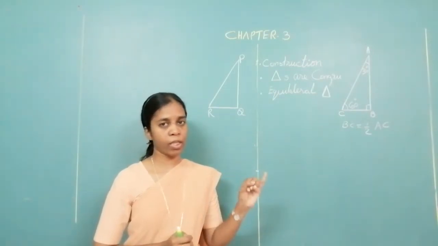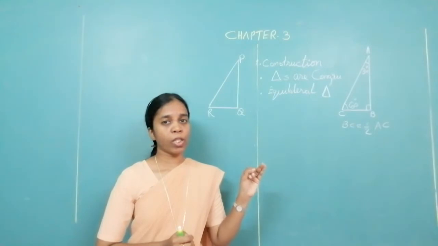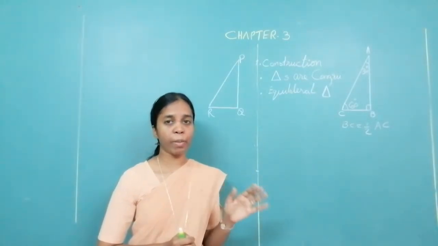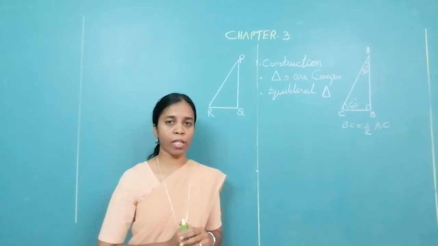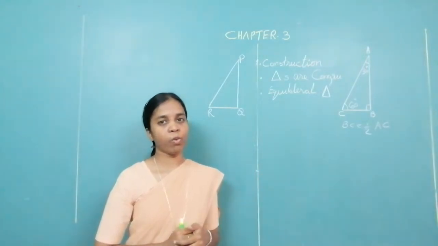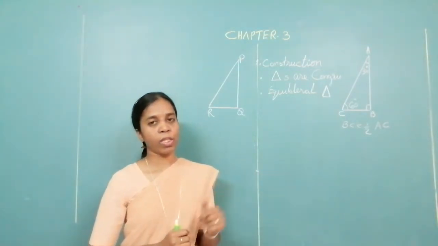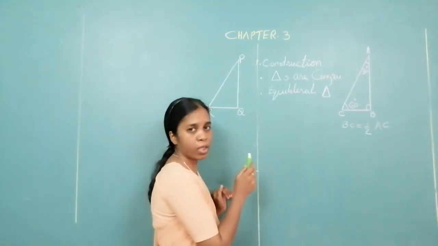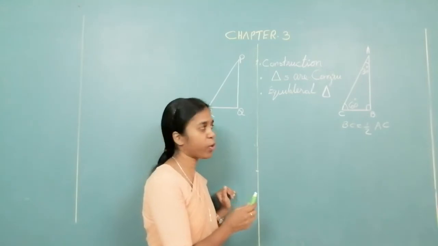First, construction. Second, show that the 2 triangles are congruent. Then the big main triangle is an equilateral triangle. Then you will end up with whatever is asked of you. So what is the first part I said? Our first part is the construction. Now what construction are we going to do?